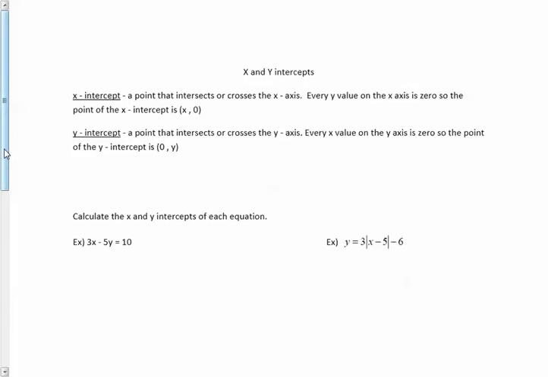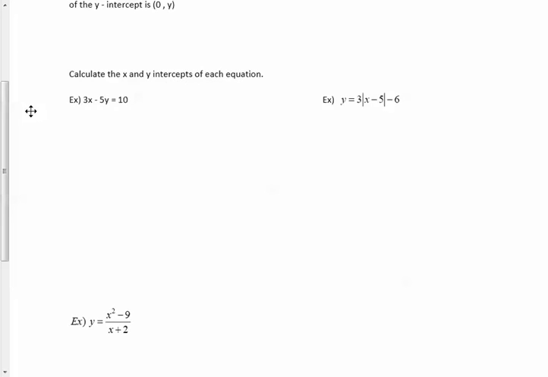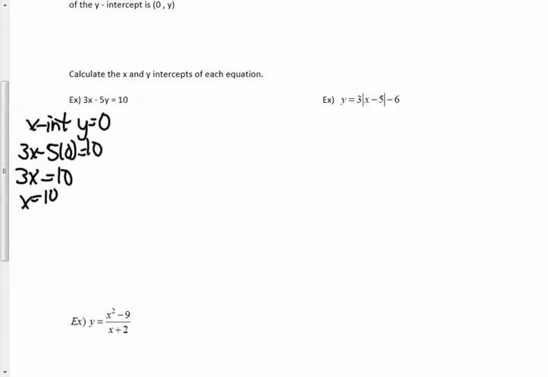All right, so let's take a look at a couple of different equations and calculate the x and y intercepts of each equation. Okay. So we have a linear equation to start with. So the x-intercept, we know y is equal to 0. So substitute it in and solve this equation for x. So x is equal to 10/3. Now I will rewrite this as 3 1/3. As an ordered pair, that's going to be 3 1/3, comma 0.